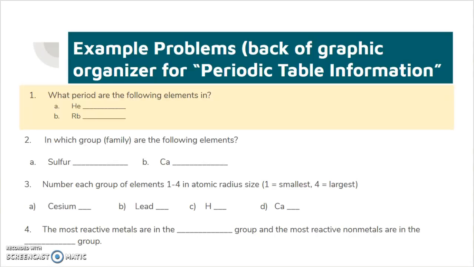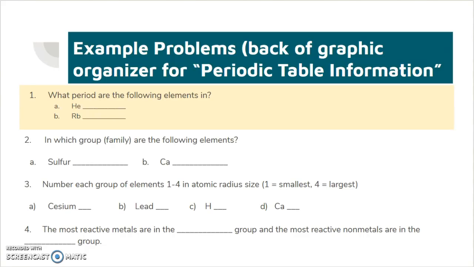Alright, so the first question I want to talk about is the first question on the back of the example problems that are on the back of the periodic table information graphic organizer. So the first question is asking what period each of the following elements is in. For all these questions, you're going to want to be looking at your periodic table. If you look at the periodic table, you will locate helium, and helium is on that first row.